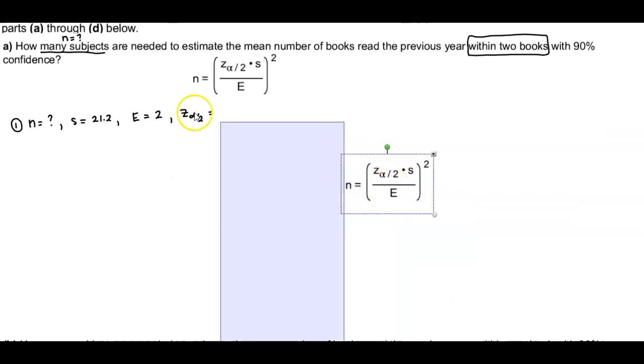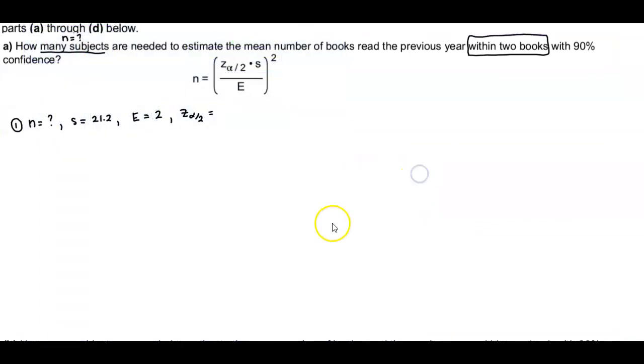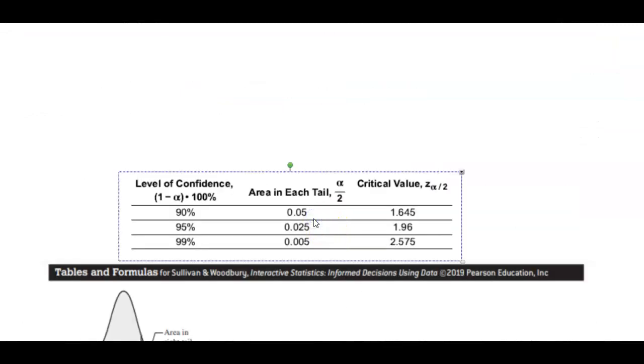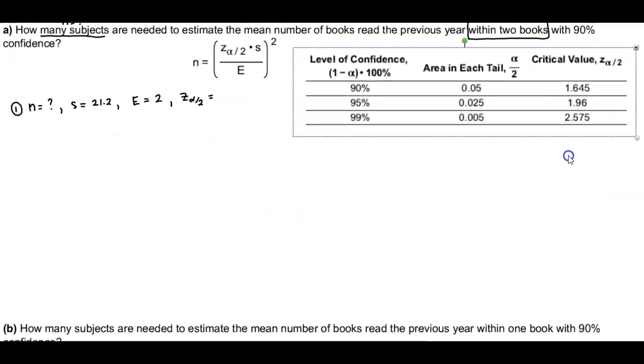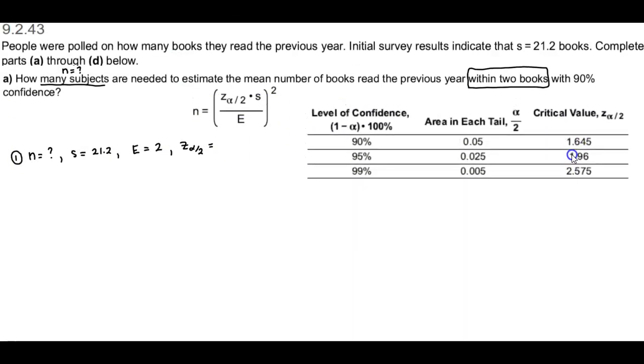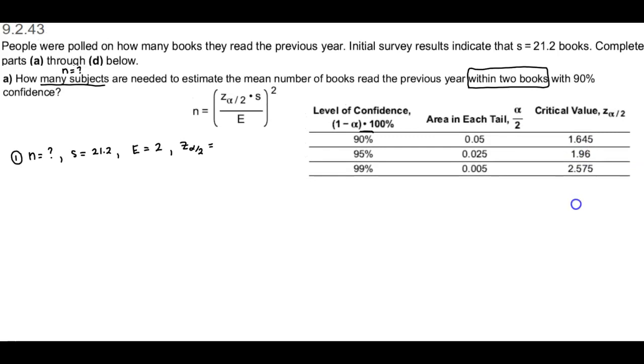Okay, so there is our critical value of z. We know that we're dealing with 90%, so the area in each tail would be 0.05, and therefore the critical value is going to be 1.645. Or we can just find it by using INV norm or by using a table.